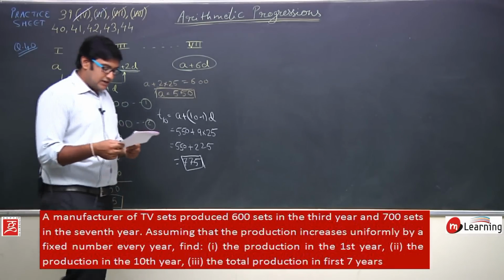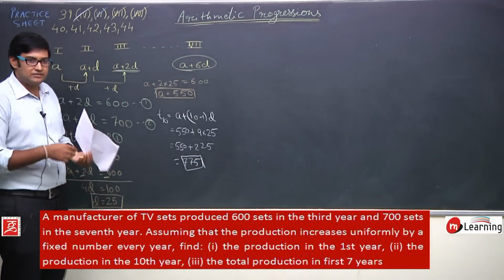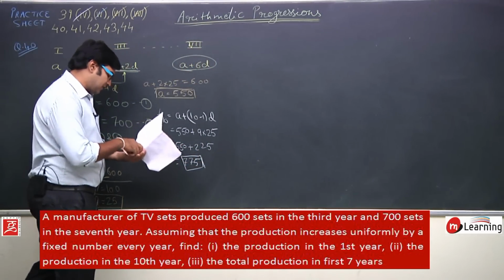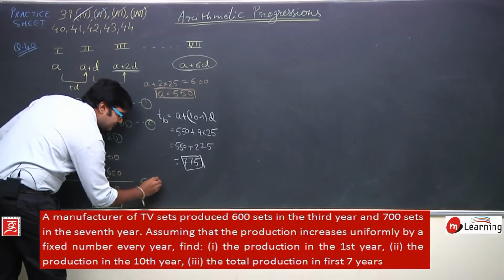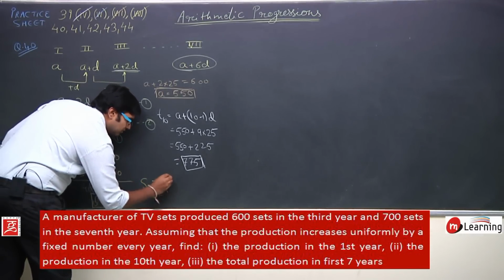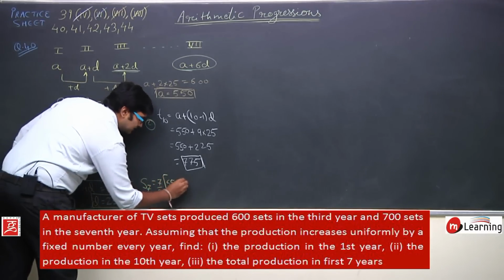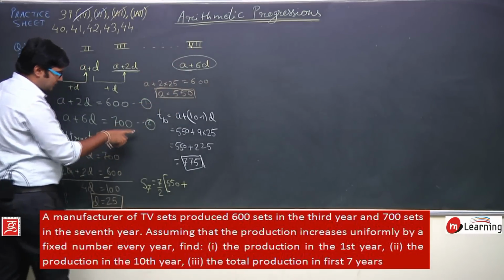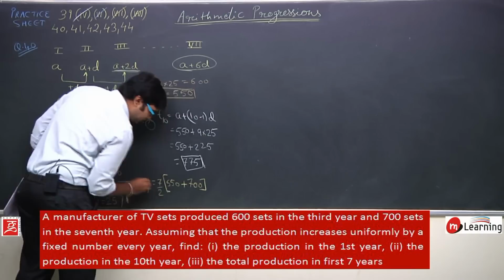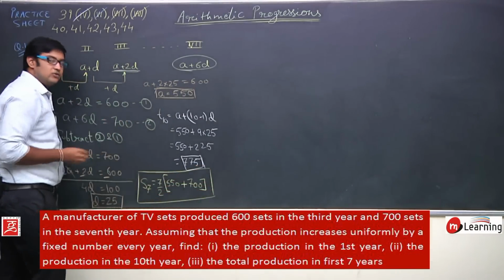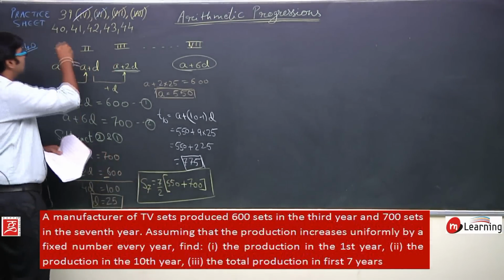After that it is asking total production in first 7 years. So what is meant by total production in first 7 years? Total production in first 7 years means we need to calculate S7. S7 is 7 by 2 into the bracket A, where A is 550, plus, now we know the production in 7th year also, 7th year production is 700. So 550 plus 700. Now you just need to calculate this and you can get the total production in the 7th year. So this completes question number 40.